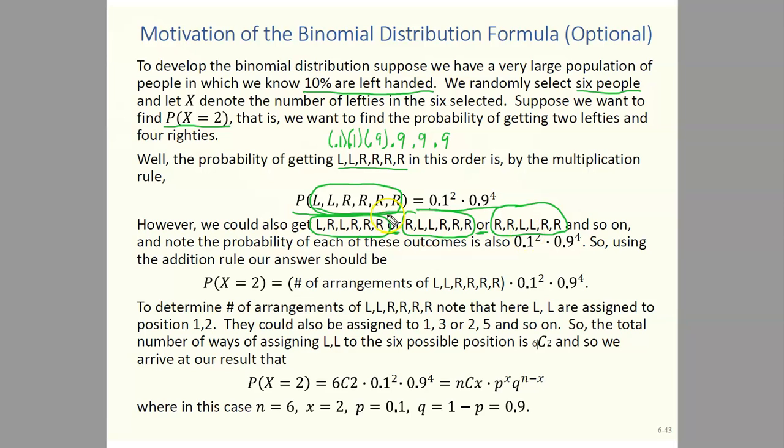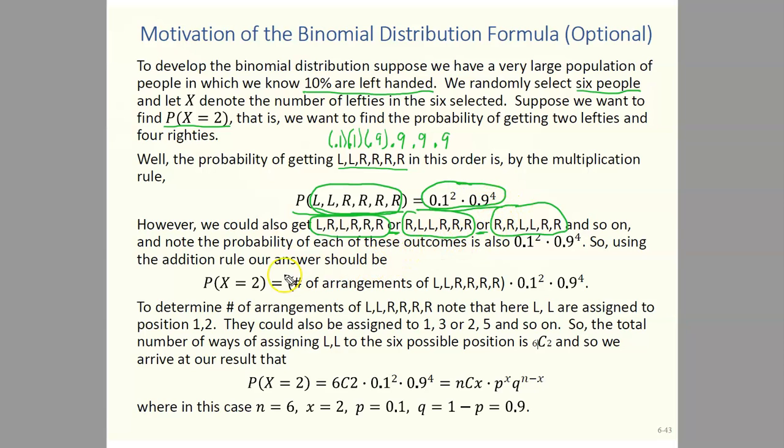Now you notice one thing about all these outcomes, they all have the same probability. The probability of getting 2 lefties first and then 4 righties is the same as the probability of getting right, right, left, left, right, right. All I do there is change the ordering of the 0.1s and 0.9s, but that doesn't matter when I multiply. So all of these probabilities are the same. So now we have to figure out how many orderings we have of this outcome, and then just multiply that number by this. And that'll be our answer.